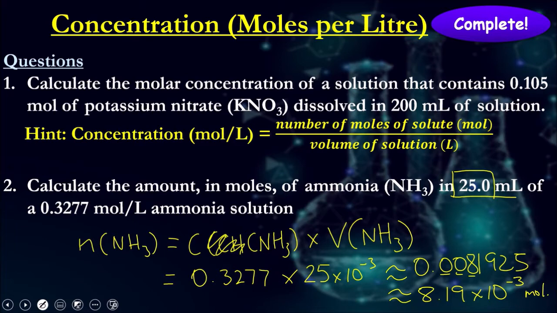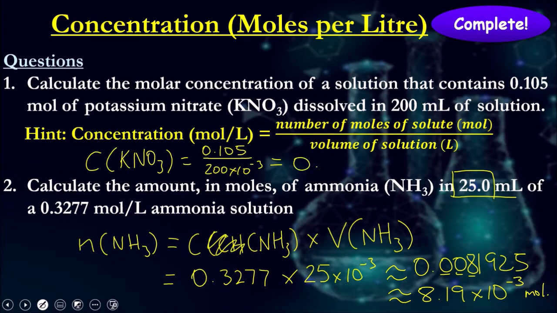If I want to look at the concentration up here, concentration of KNO3 equals the number of moles of the solute. So firstly, the number of moles of solute, 0.105 over the volume, converting that into liters. And we get an answer of 0.525 moles per liter.